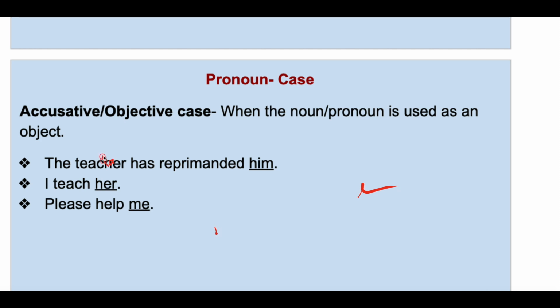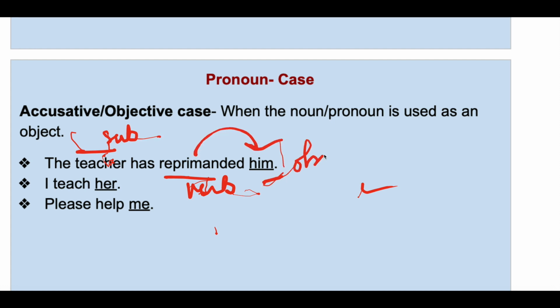The teacher has reprimanded him. Reprimanded means scolded. Now this is the action. Reprimanded is the action. This is the verb. And who did this? Teacher. So teacher is the subject. And who received this scolding? This person. So this person is the object. So here the pronoun is in its objective case.